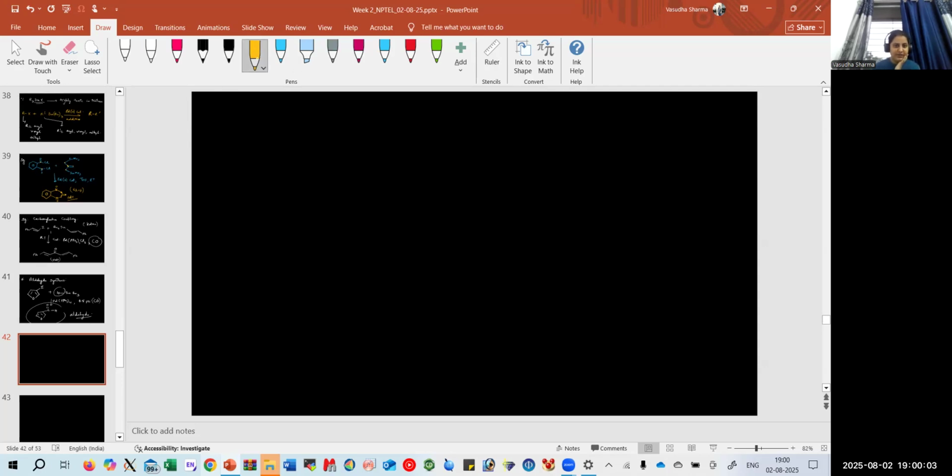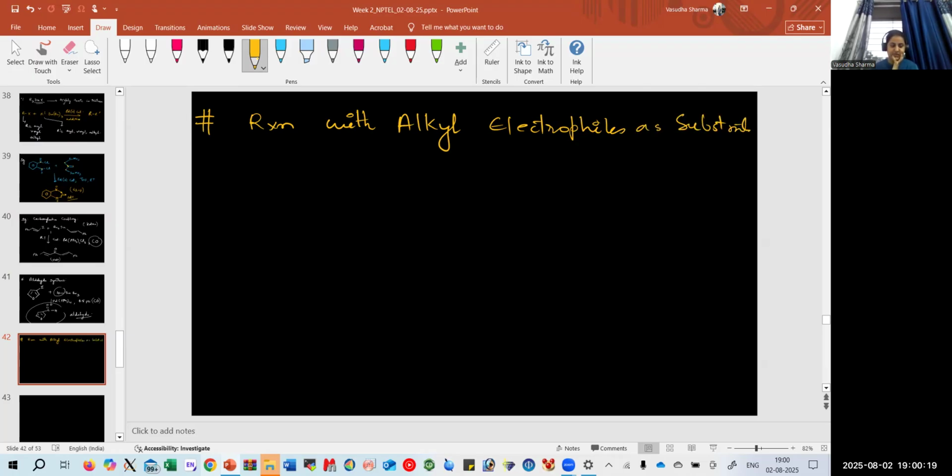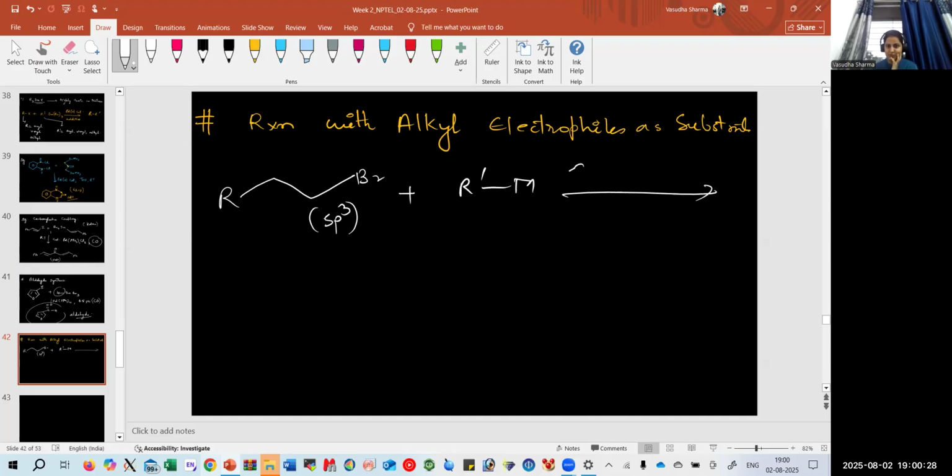So have we ever seen the reaction with alkyl electrophiles as substrate? Meaning that if I have this substrate which is sp3 hybridized and I'm using a coupling partner, I don't know which catalyst would be used, and it should give me an R-R dash. But generally what happens, let's see the mechanism.